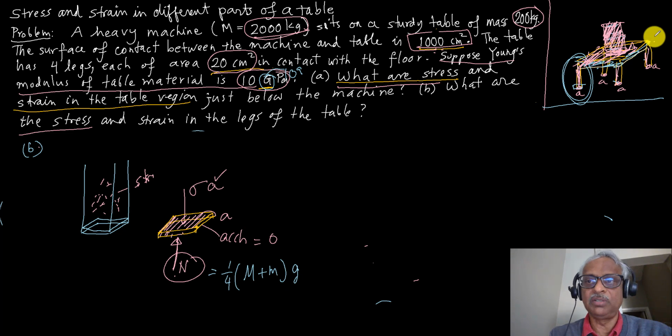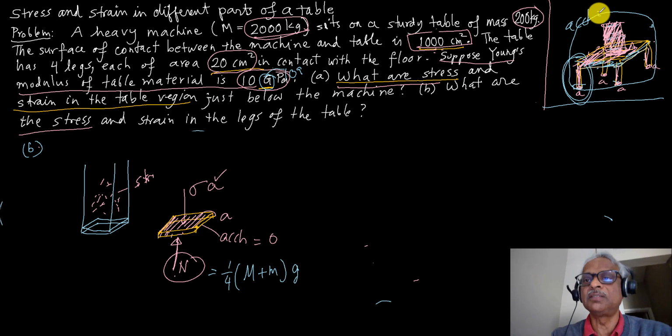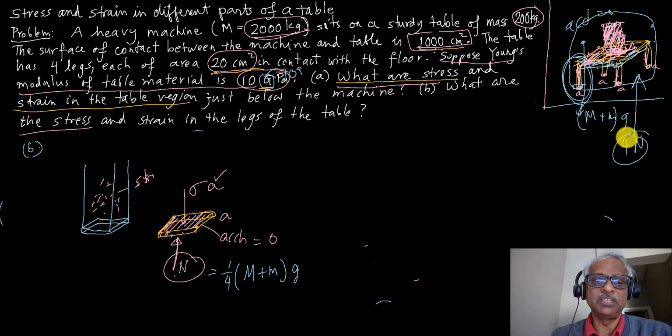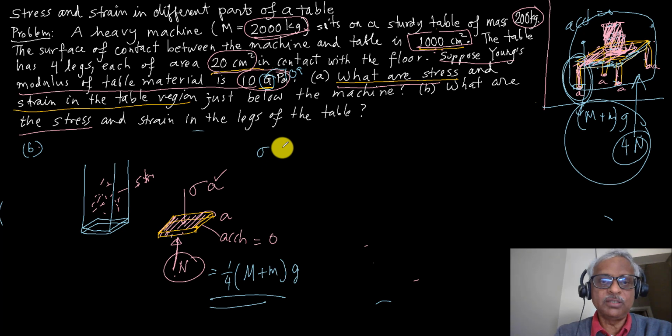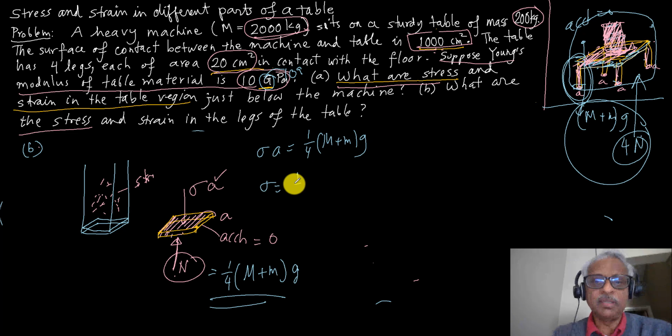If I think of all this as one system and acceleration is 0, then on this whole system you have (M plus m)g, and then you have a normal force from the 4 legs, 4 times N, each one being N, and so this has to be equal to that. So I equate: sigma a equals 1/4 (M plus m)g, and so sigma is 1/(4a) times (M plus m)g.